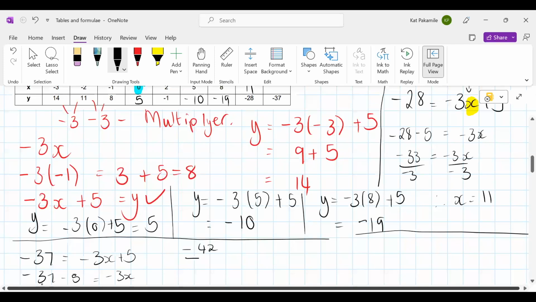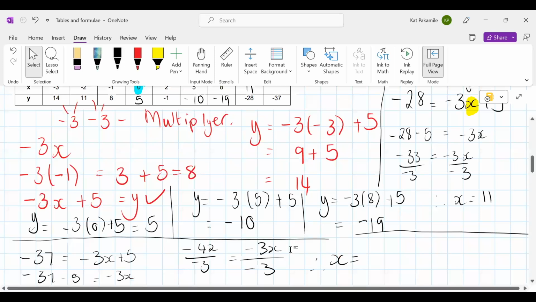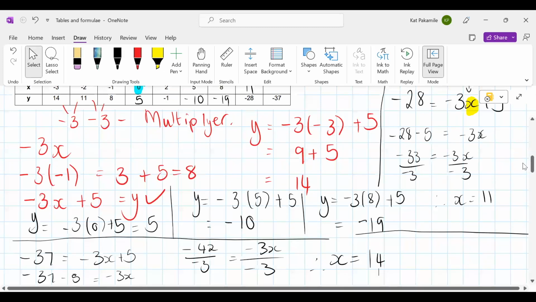Negative 14 over negative 3 is equal to negative 3x over negative 3. So x is how much? Ma'am, I got negative 14. Are you sure? A negative times a negative gives you what? Oh, ma'am, sorry, ma'am, I got it wrong. Right. It's positive 14. Yes, ma'am. That's good, positive 14. Thank you, Oratile. That was brilliant. Thank you for helping me.